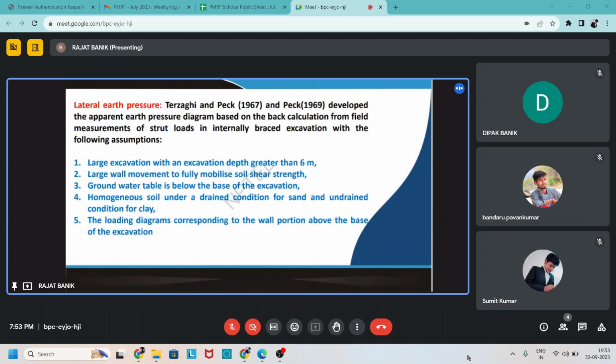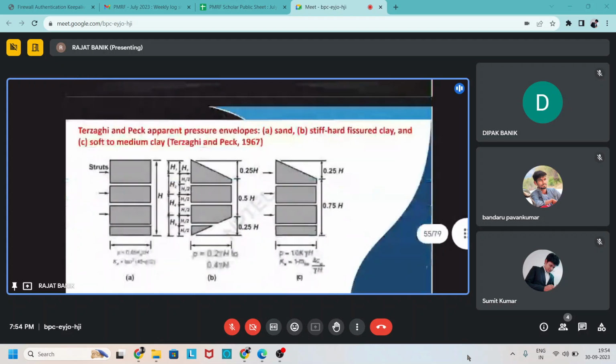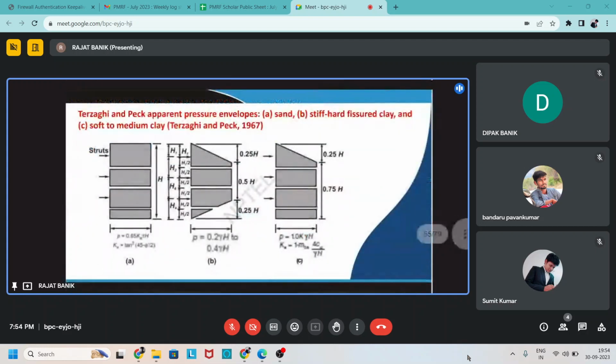Homogeneous soil under a drained condition and undrained condition for clay. Load diagram corresponding to the wall portion of the base of the excavation. And these are the assumptions. And in this way, we find out the lateral earth pressure of this anchorage wall through back calculation. And here the lateral earth pressure diagrams are given for different types of geometry.